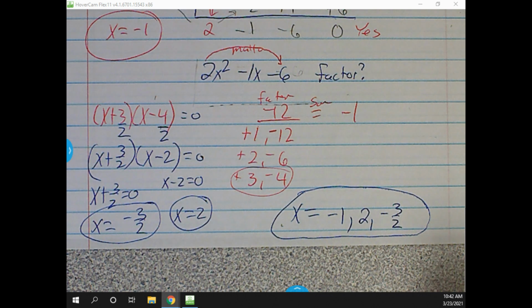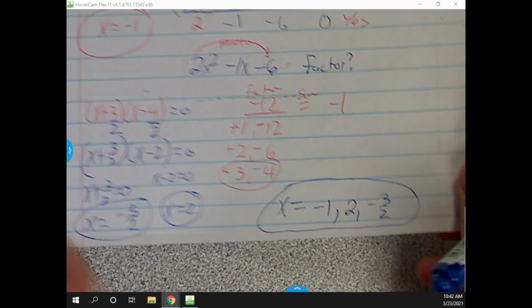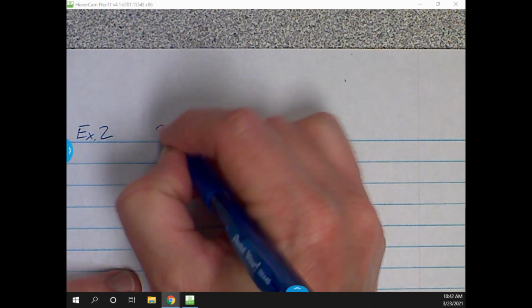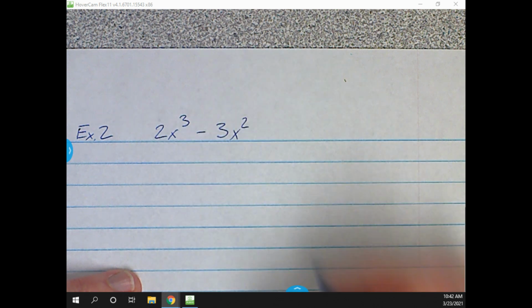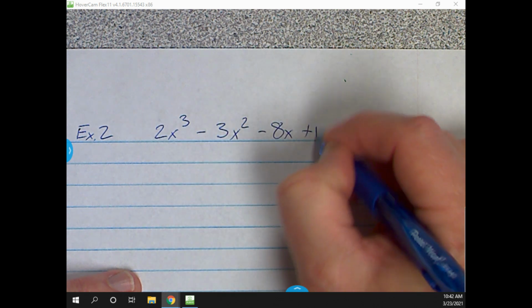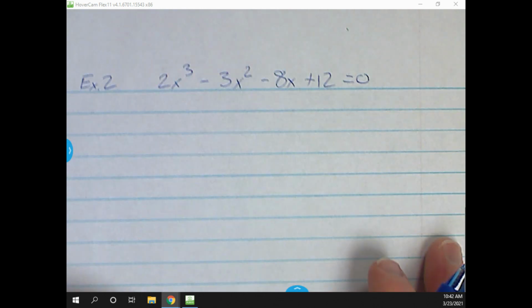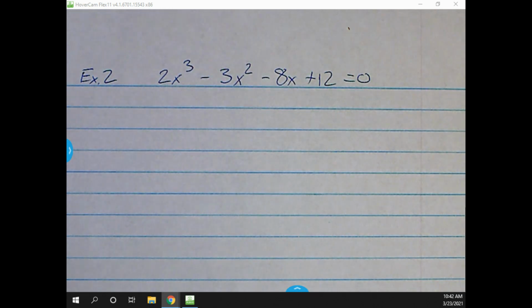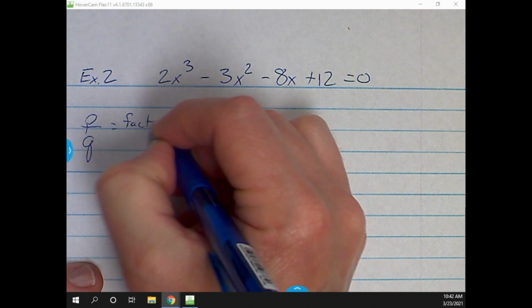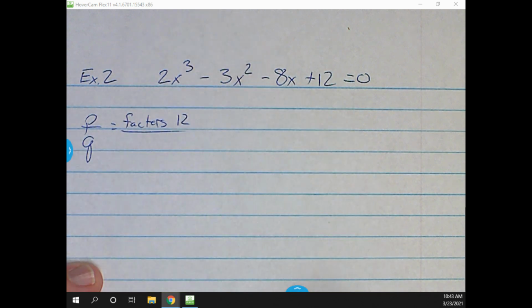All right, let's give you another one. So we'll do a couple more of these just to make sure we got some practice with it. And that may be it for today. So 2x to the third minus 3x squared minus 8x plus 12 equals 0. All right, again, if we go P over Q, that's the factors of 12 over the factors of 2.